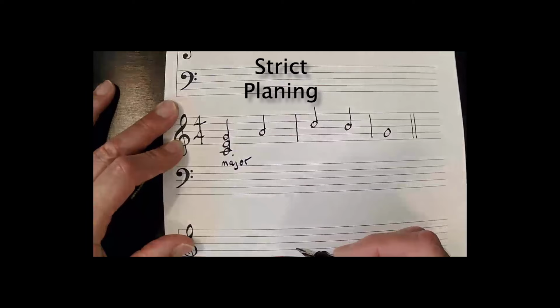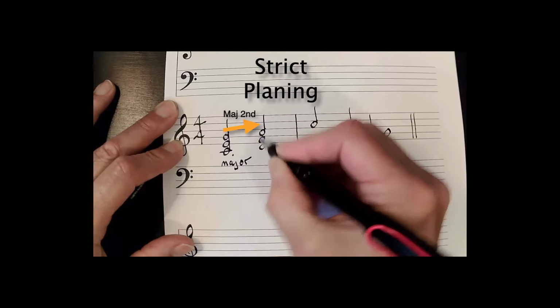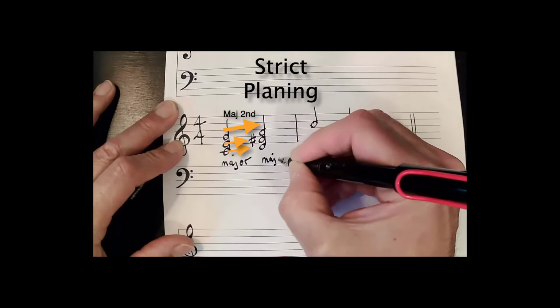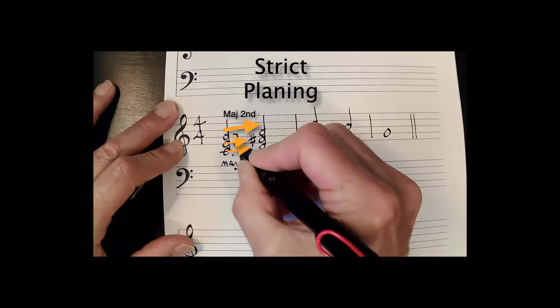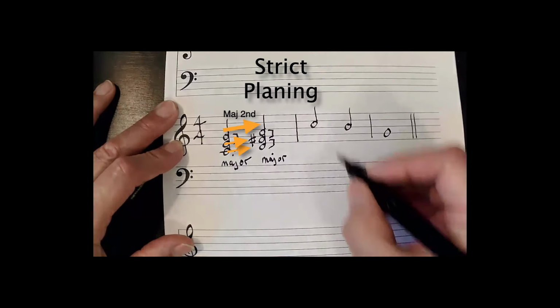The difference here is that the intervallic structure and the intervallic motion is strict. It is not diatonic. So if the melody goes up a major second, then every pitch within that triad will go up a major second. So you can see that that will necessitate an F sharp here. The other result is that each chord quality will be exactly the same. So if the first chord quality is major, the second chord quality will also be major. You can see that the intervals are exactly the same.